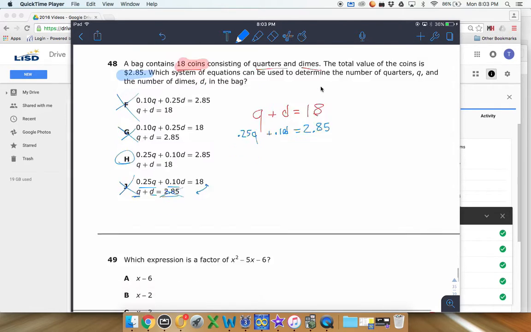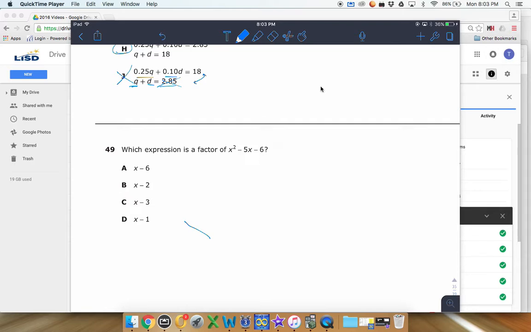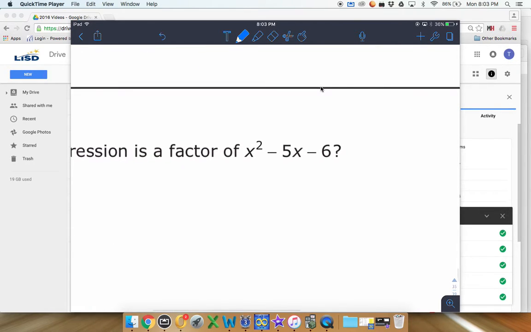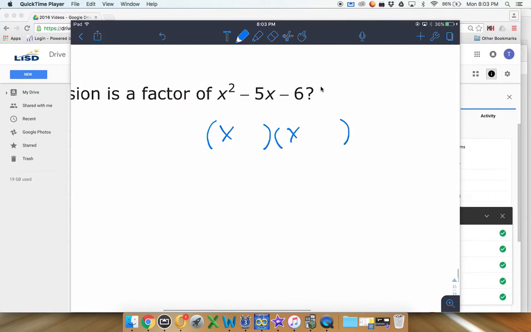Okay. Next one here, which expression is a factor of x squared minus 5x minus 6. Okay, so many different factoring techniques there. I'm going to do this one kind of quick here. So we're saying, like what foils into this thing? We can think of x and x. All right, we need factors of -6 that add up to -5.